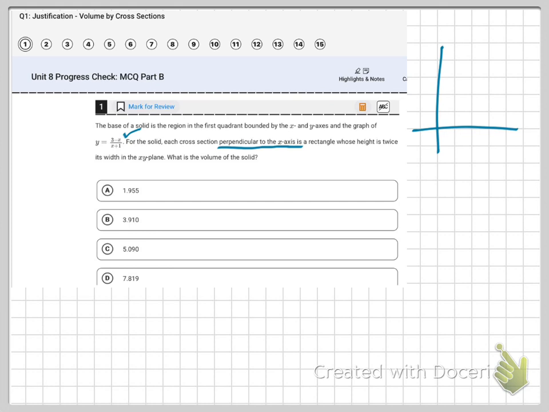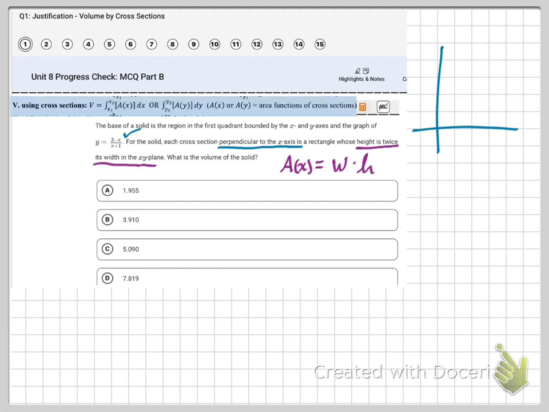The cross sections are rectangles whose height is twice its width in the xy plane. What is the volume? Okay, so we're finding the volume of a solid using cross sections based on what I'm reading here. So the first thing we need is an area function. We need an area function for each of the rectangles that are in this region.